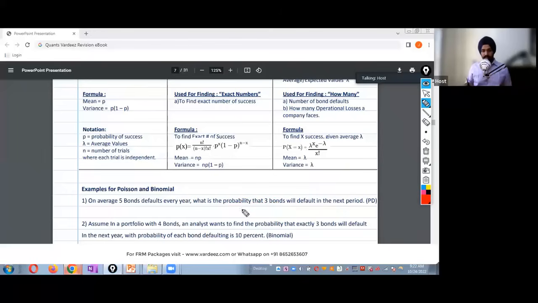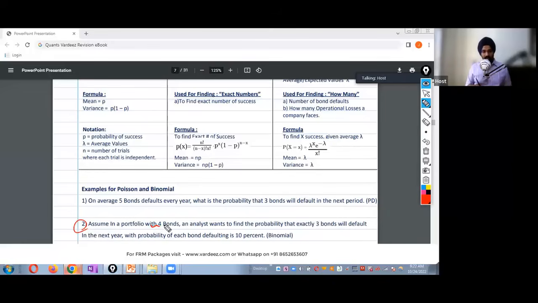Okay. And then, what is the average default? If this is the question, the average is already 5, which is the mean. Over here, it's lambda. The variance is also lambda. Same, 5. So the only thing is to make sure you remember this formula for the exam. Let's take the second one.